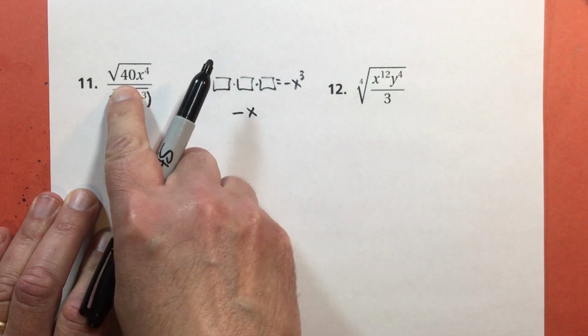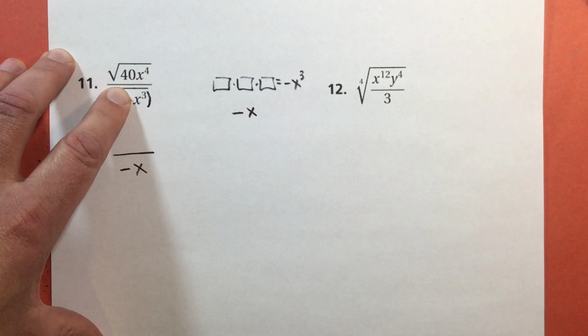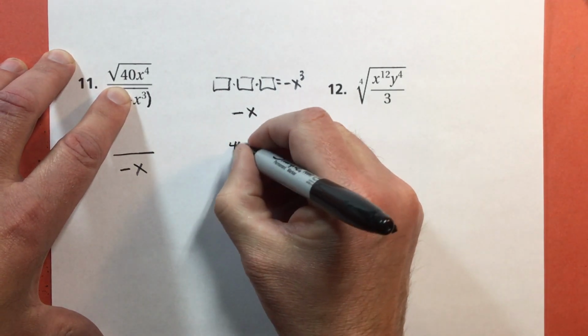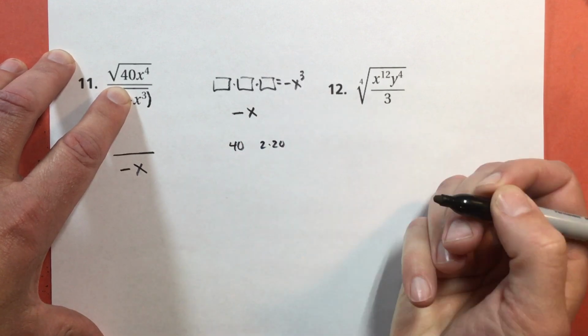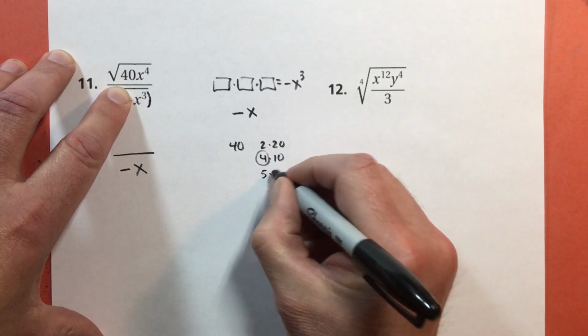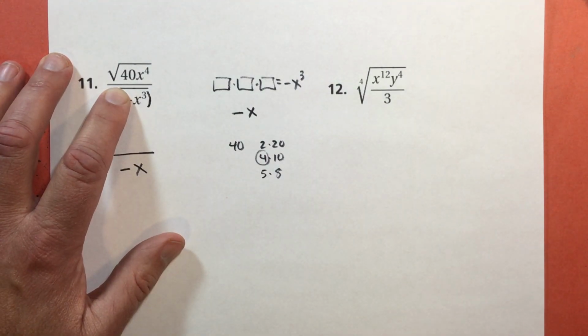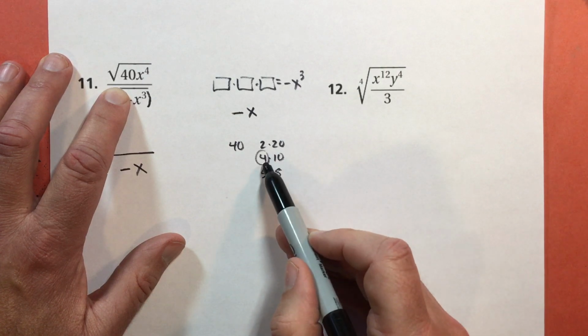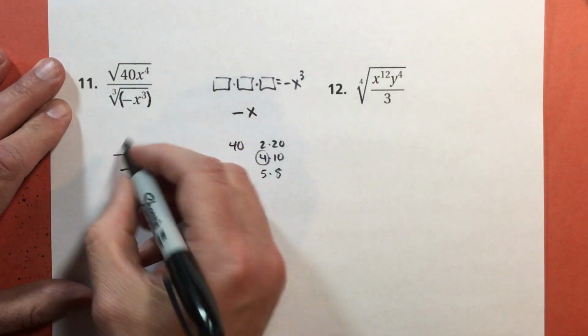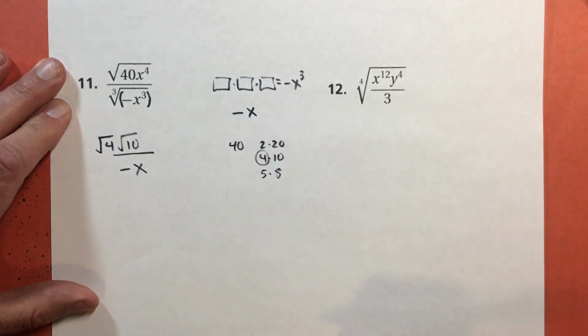But let's talk about the square root of 40x to the fourth power. Now let's think about 40. What is the largest perfect square that is a factor of 40? So 40 would be 2 times 20. Neither of those are perfect squares. 4 times 10, 4 is a perfect square. And 5 times 8, and 8 times 5, and also 1 times 40, but I'm trying to find the other factors. The only perfect square is going to be 4. So the square root of 40 is the square root of 4 times the square root of 10.